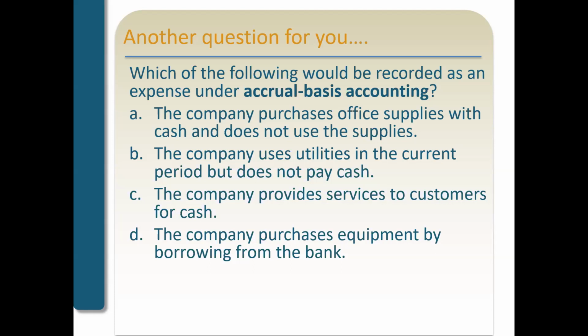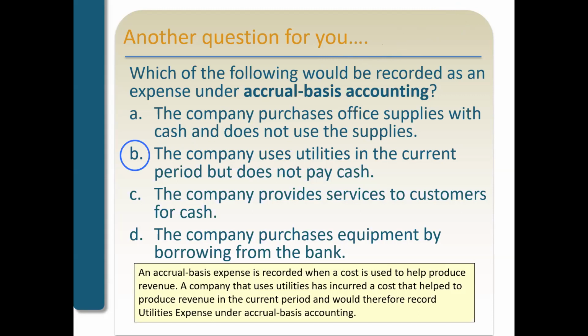Would it be A? Well, it's not A because the company purchases the office supplies with cash, but it does not use the supplies. Under the accrual basis of accounting, that is an asset, those office supplies, until they're used up. Then we treat it as an expense. So guys, the best answer here, or the correct answer, is B. The company uses utilities in the current month or period, but does not pay cash. We don't care when we pay the bill. When was the expense incurred?